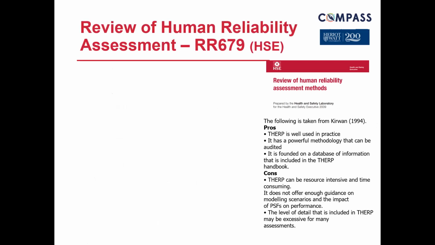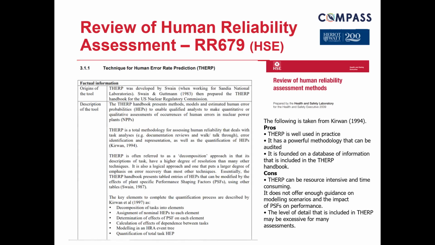So I mentioned a research document. It's titled The Review of Human Reliability Assessment Methods. It's RR679. And I've just picked out one of the pages that talks about THERP as an example technique for human error rate prediction. Like I said, there are 35 discussed in this document, but I've just pulled out one as an example. It gives a description of how it works and what's involved. And then, as I've put on the right-hand side there, it talks very briefly about the pros and cons.